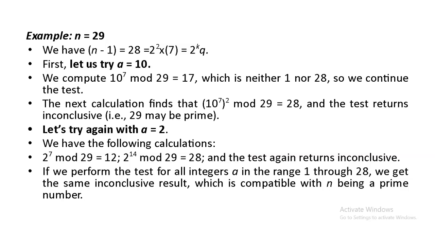Next we take another number a between 1 and n minus 1, that is 2. And we take 2 raised to q, 2 raised to 7 mod n, that's 12. We can't say. So 2 raised to 7 the whole square, 2 raised to 14 mod n, that is 28. Again it returns inconclusive. Then you have to continue doing this for all the numbers in the range 1 till n minus 1, that is 1 till 28. And if we get the same inconclusive result, then we can confirm that the number is prime. Otherwise, we will have to say that the number is not prime and it is composite.